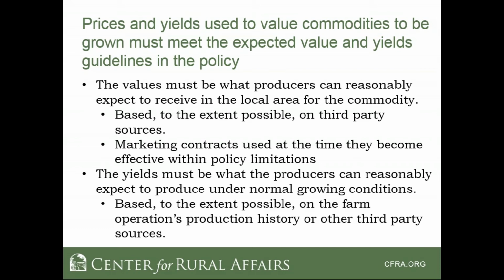So, if I'm living in Story County, Iowa, I shouldn't be using corn prices from somewhere very far away, where corn might cost something else. Marketing contracts, it's important to base these to the extent possible on third-party sources. And also marketing contracts can be used at the time they become effective within the policy limitations. And then yields also must be what producers can reasonably expect to produce under normal growing conditions, based to the extent possible on your operation's production history, or other third-party sources. So that's why some of that documentation I mentioned earlier is necessary.